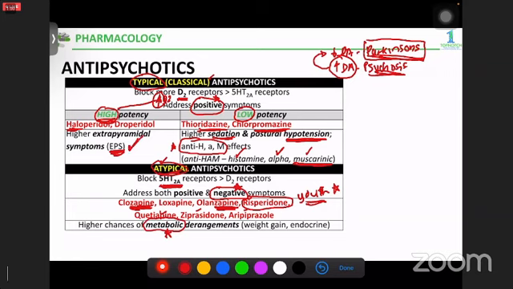Again, ulit-ulitin, pag high potency typical, EPS. Pag low potency typical, anti-HAM. Sorry, ang baboy ng drawing natin, no? Then kapag atypical, yes, metabolic. Okay, metabolic like weight gain and endocrine problems.